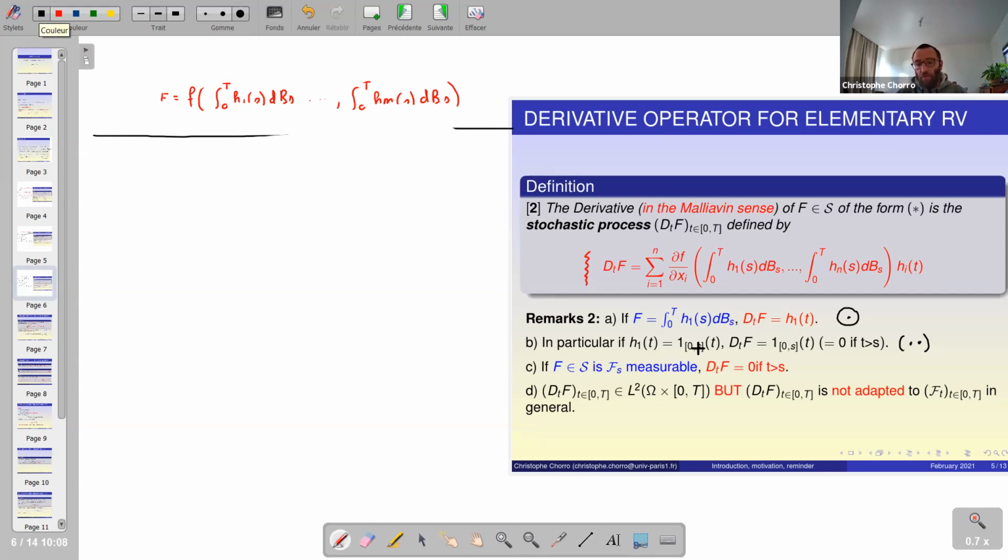So D_t of the Brownian motion at time s is equal to 0 if t is strictly greater than s, which is exactly what I have written here. Third remark that is interesting.